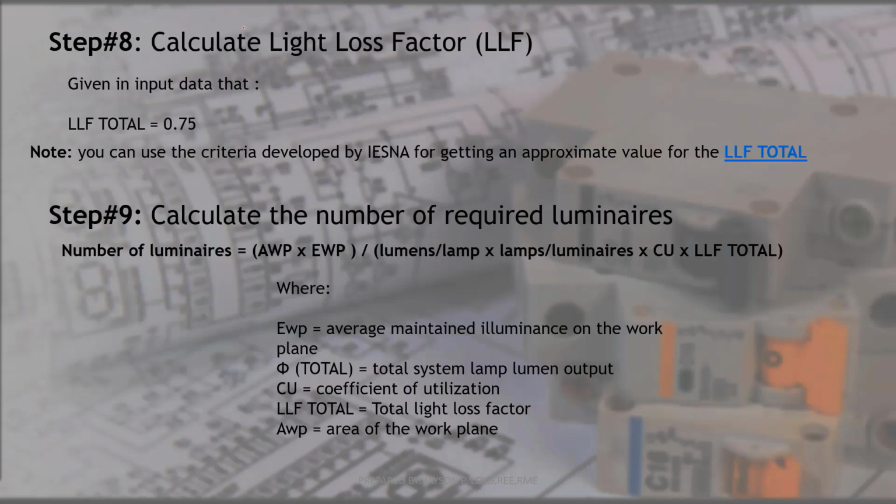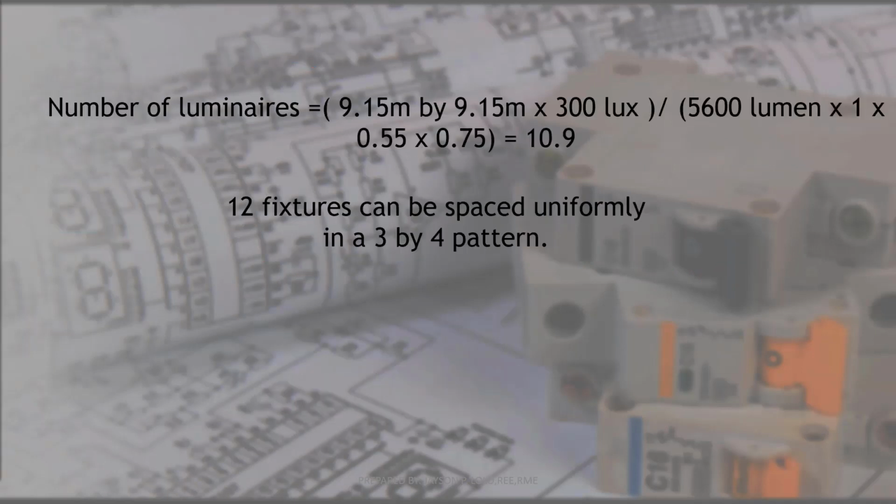Step 8. Calculate the light loss factor. Given an input data that LLF total is 0.75, and it was indicated already, itong ganina sa problem. So nana tayo value. Step 9. Calculate the number of required luminaires. So this is the time that you will solve the luminaires. So, E, A, lumens per lamp, lamps per luminaire, and CU, LLF total. So apply all the data.